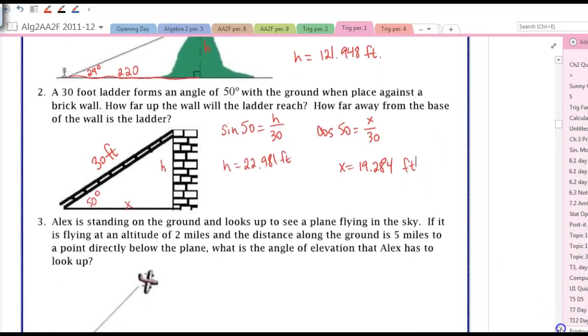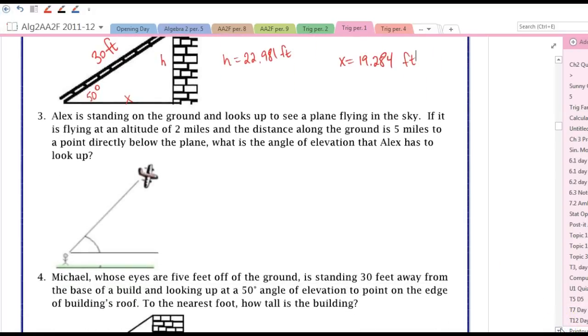Alright, Alex. Which Alex is it? Is it Alex G? Is it Alex W? Is it Alex R? Is it all of them? Just kidding. You know what? It is all of them. There we go.